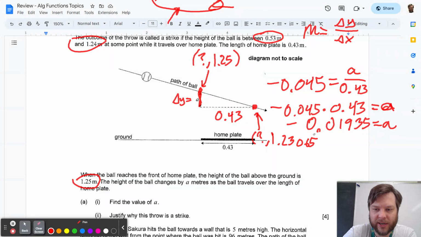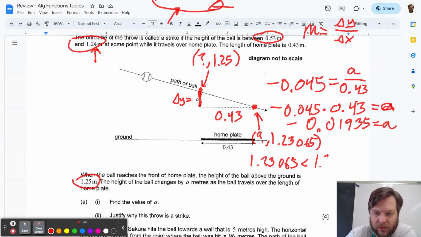So we get 1.23065. So answer it for yourself. Is that a strike? It is a strike because it's less than 1.24. So because 1.23065 is less than 1.24, then it's a strike.